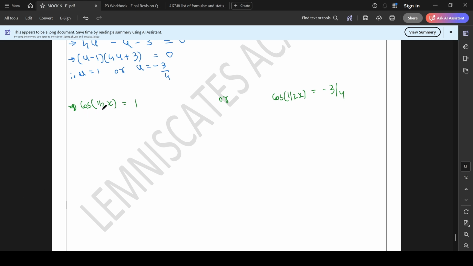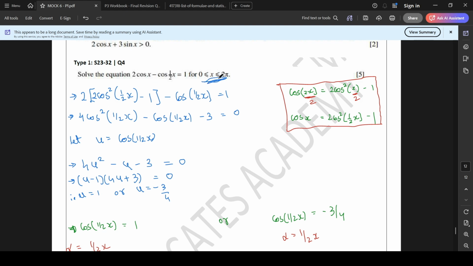So whenever you are given multiple angles, you know that you can, of course, this is again coming from your AS level concepts. I'm not explaining that. What you can do is you can just say that alpha is equal to half x. So from here you will get cos of alpha is equal to 1, but now you also need to change the domain.